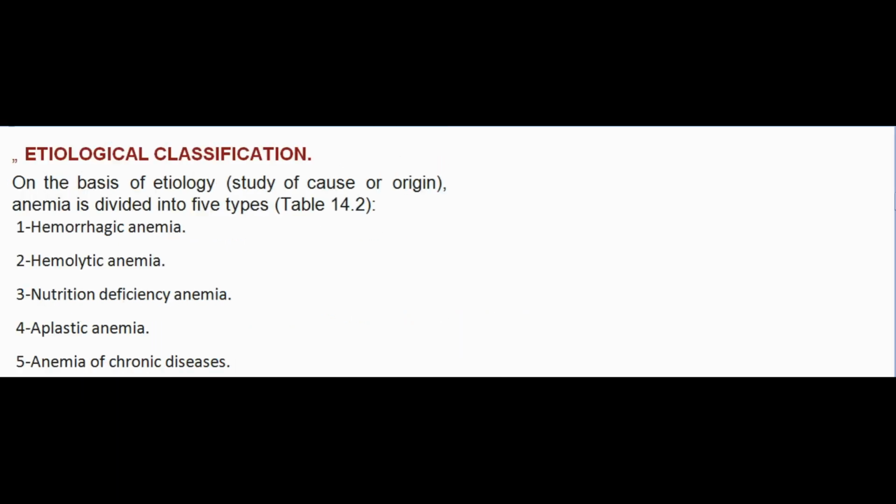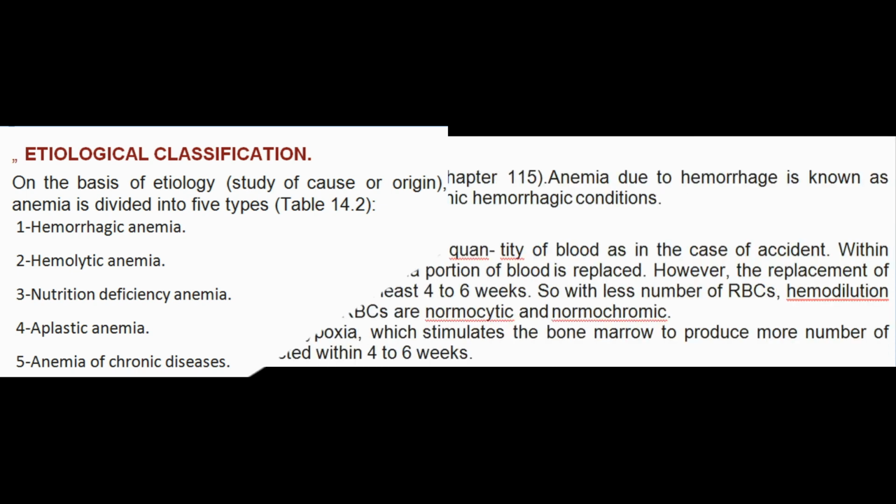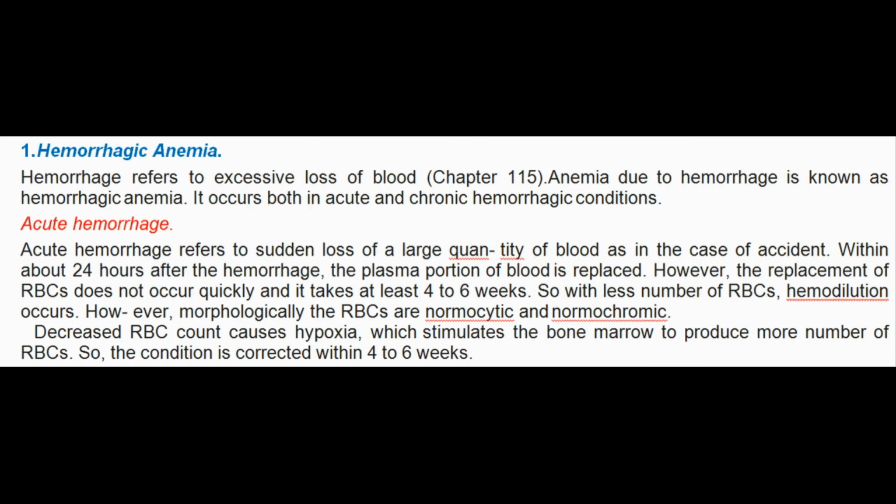Etiological classification. On the basis of etiology, study of cause or origin, anemia is divided into five types. Table 14.2. Hemorrhagic anemia, hemolytic anemia, nutrition deficiency anemia, aplastic anemia, anemia of chronic diseases. Hemorrhagic anemia. Hemorrhage refers to excessive loss of blood.